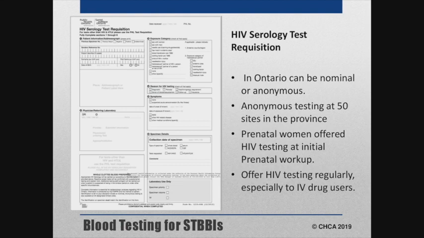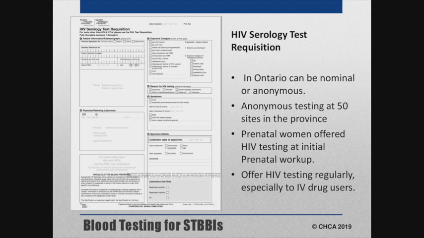Blood testing for these areas, there's just a couple of slips we have here. This is the HIV serology test in Ontario. It can be nominal or anonymous. Anonymous testing is done at 50 sites in the province. Now, certainly keep in mind the fax machine, and when these come in, that this information does not become available to anyone other than the people involved in their circle of care, meaning yourself and the nurse in charge.